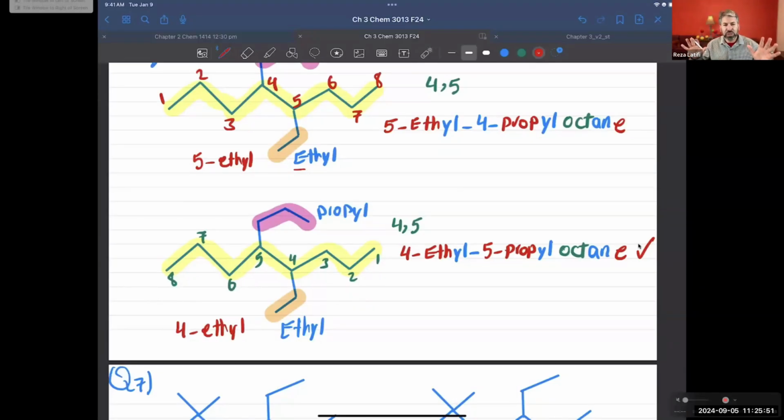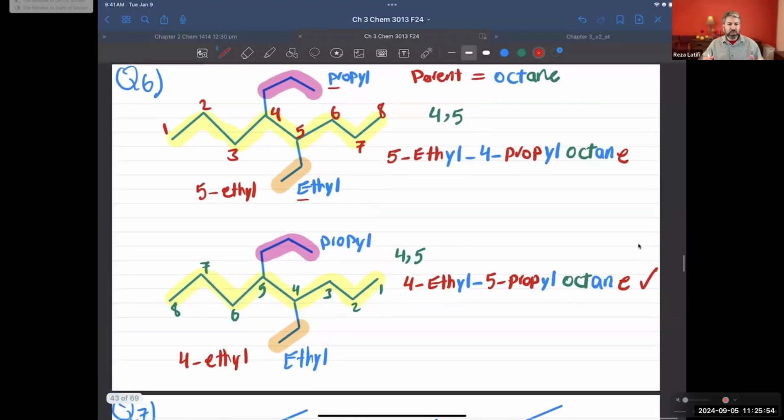So the point here is, if you reach a case where, whether you start labeling from the left or the right side, the numbers that you get are the same, the locators are the same, 4 and 5, 4 and 5, and I can't separate or differentiate them, then you go after the substituents and you order them alphabetically. Ethyl should come first, and then you will have the propyl.